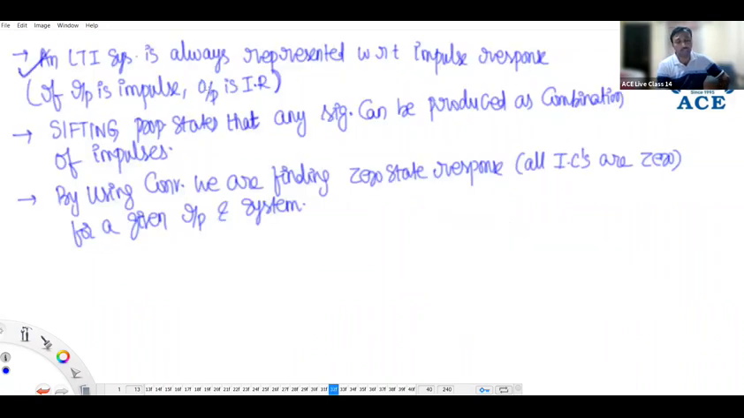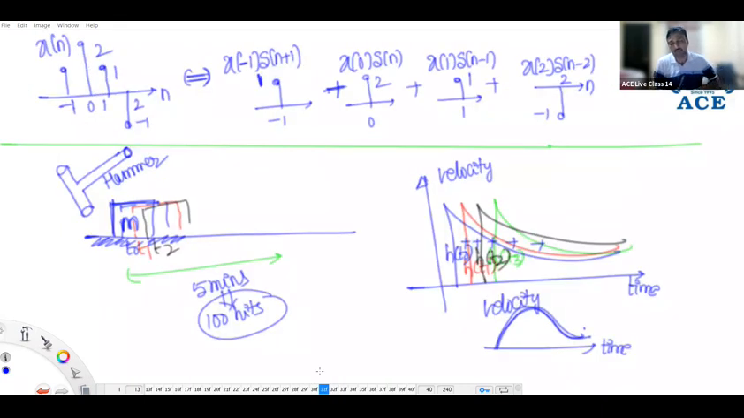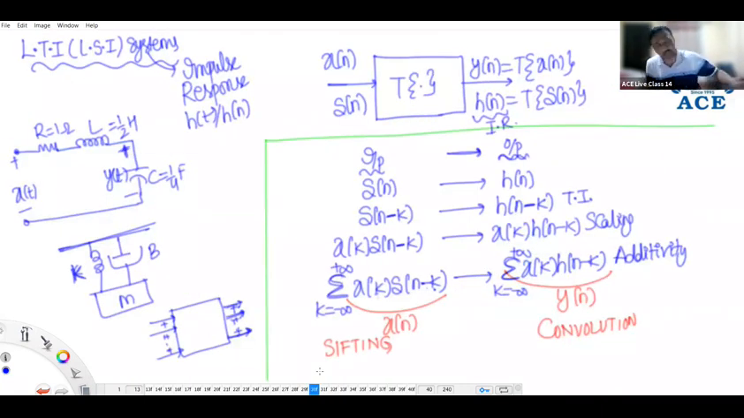Why we got the word impulse response is because of the shifting property. Please go through the slides, everyone. This is the first slide of LTI system.